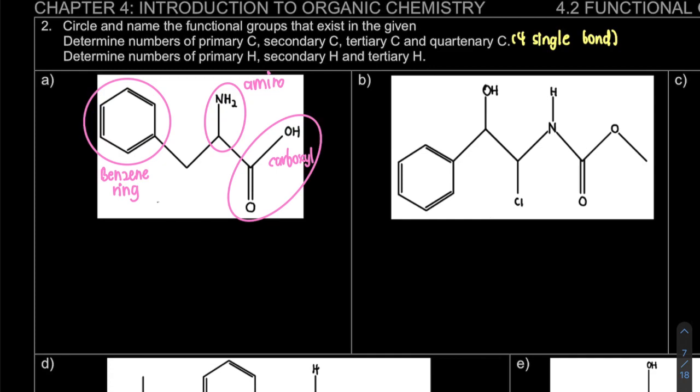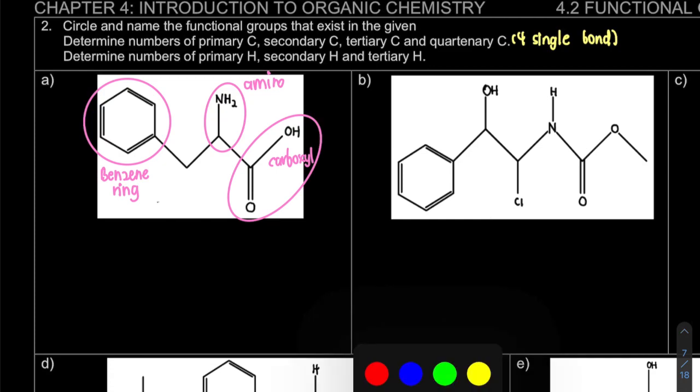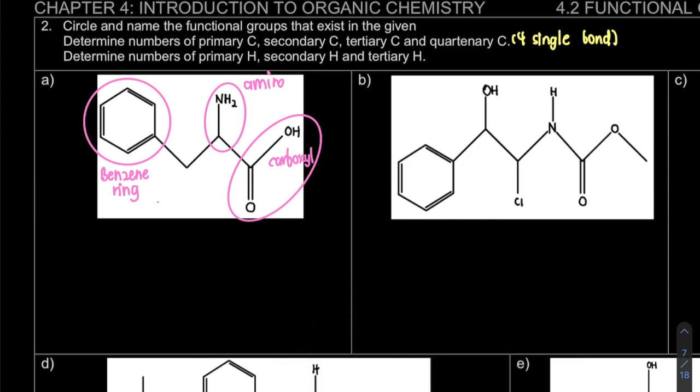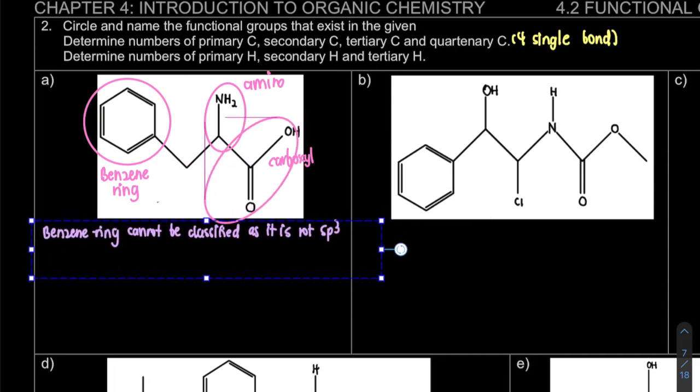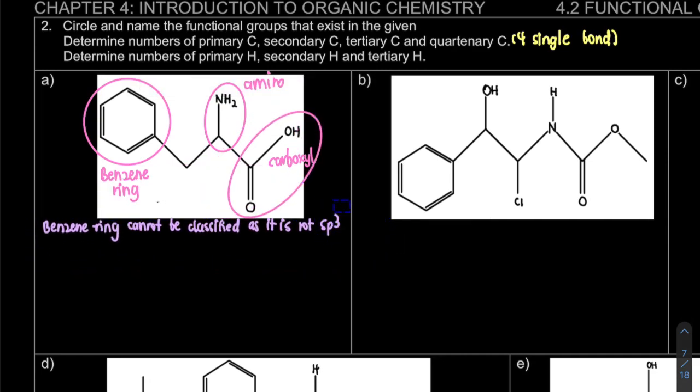So I'm just going to write down at the side here so that you won't get confused. Benzene ring cannot be classified because it is not sp3. sp3 is the one with 4 single bonds. So I'm just going to write this down. This is sp3 hybridized.